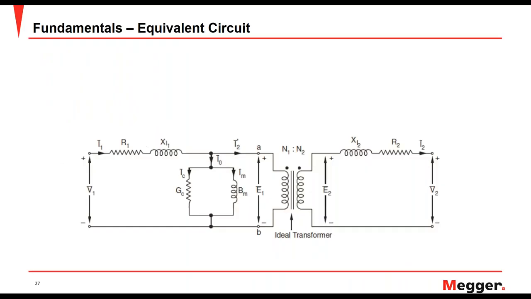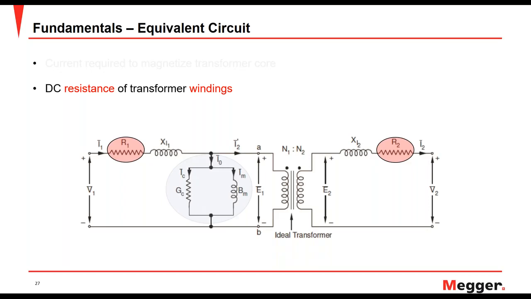So I would like to bring back the equivalent circuit of the transformer. And now that we've looked at the excitation current that concentrates more on the core of the transformer, we will now look at the DC resistance of transformer windings. You can clearly see here that the resistance of the transformer winding is affected because there is an inductor in series with the resistor. So this is going to drive how you perform the test and what results you get.